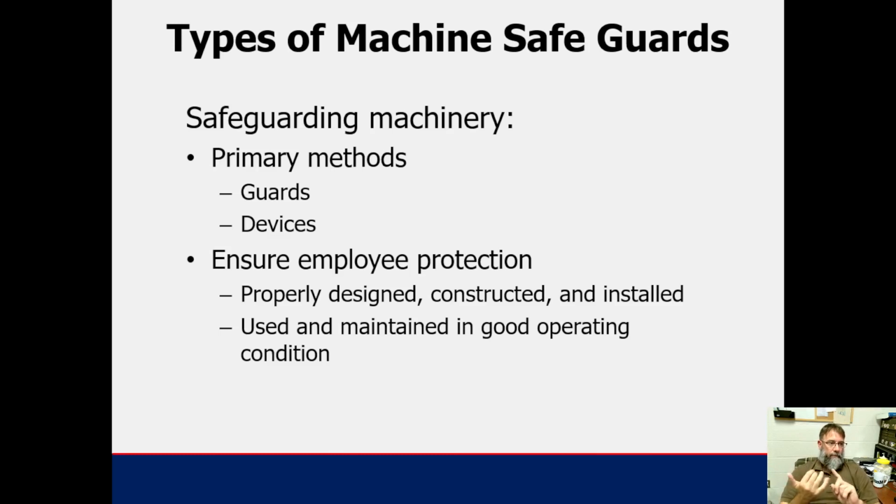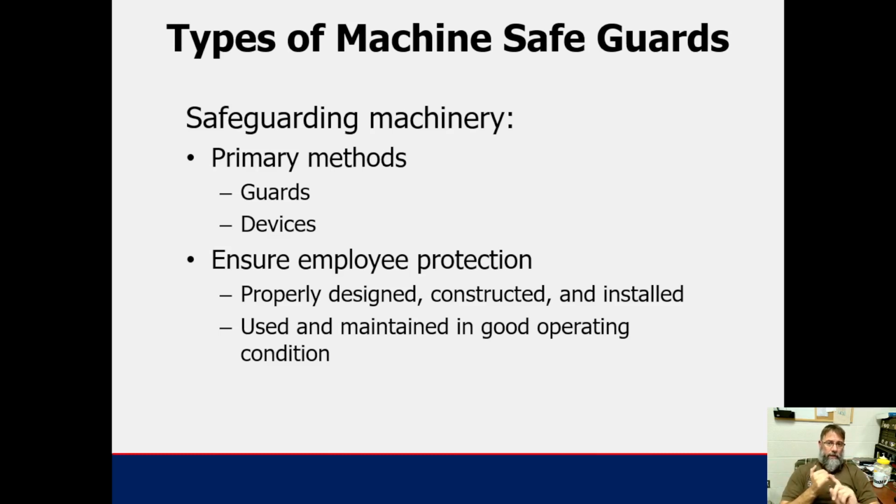We have primary methods of safeguarding our machines: guards and specific protective circuiting devices. They ensure employee protection. They're properly designed, constructed, and installed. So you can't just have somebody say, "Oh, this is a good idea, let me do this." Is it not properly designed? It may not be properly constructed. Is it made out of something that's easily going to break? Is it not properly installed? Is it just sitting on a machine versus being properly fastened and installed to the machine? So a lot of things have to be taken into consideration when safeguards are brought into place.